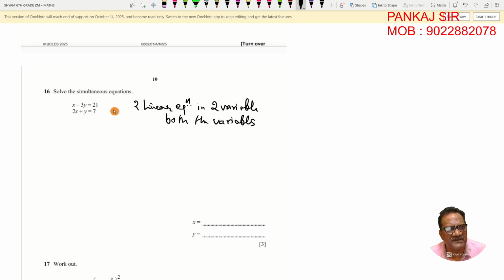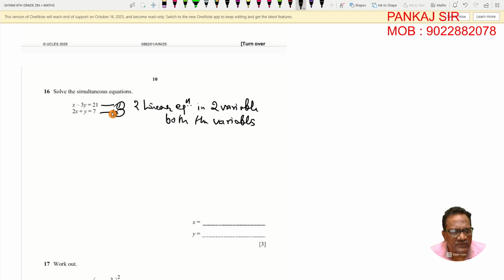So here the two linear equations are, this is 1, this is 2, and they are in two variables, x and y. You can see that both are linear equations. So there are two linear equations in two variables. To solve them simultaneously means you have to find the value of both the variables, that is x and y.